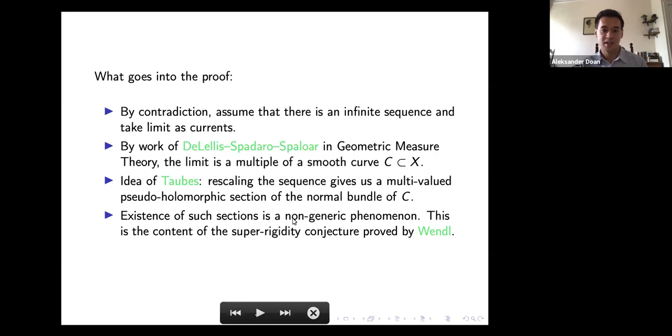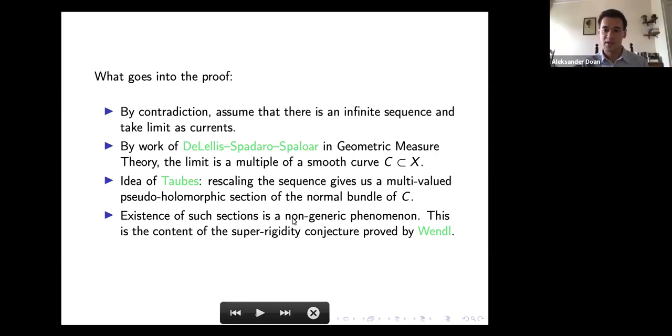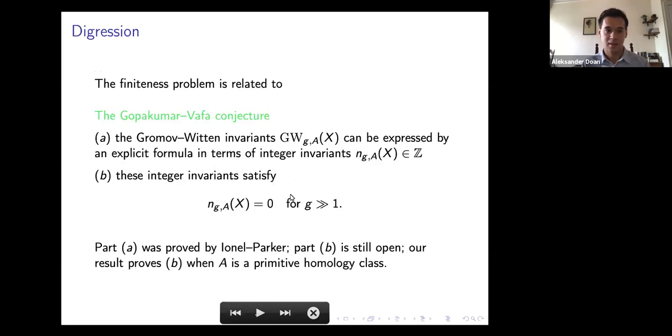So that's the basic idea of the proof. Are there any other questions about this? Okay. So let me check the time.